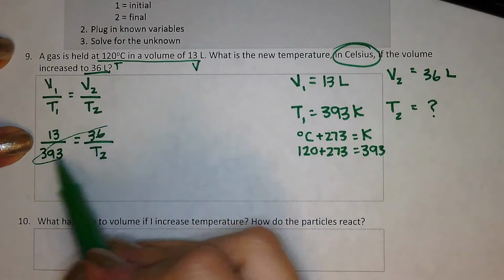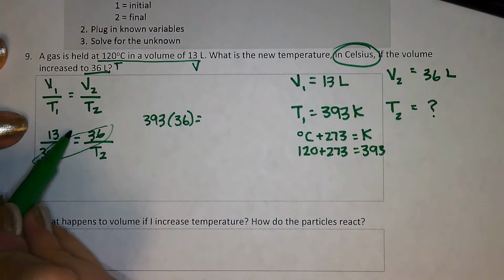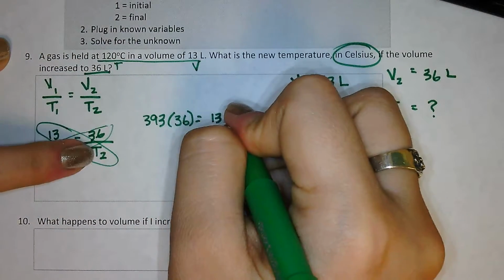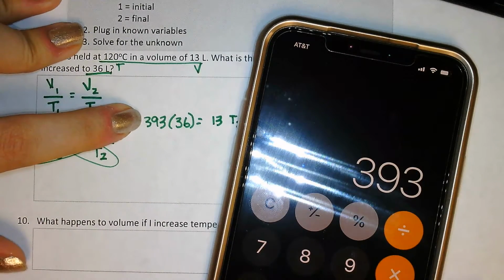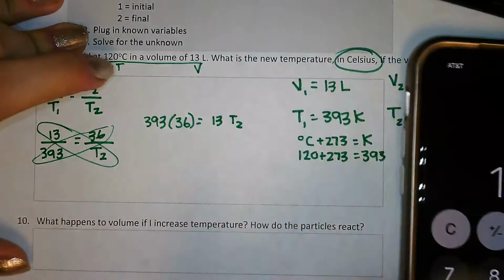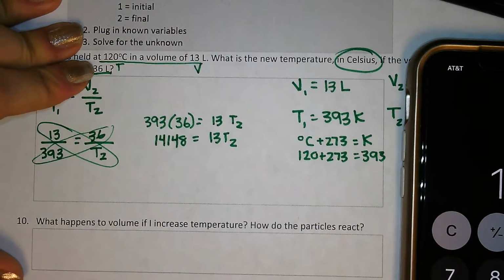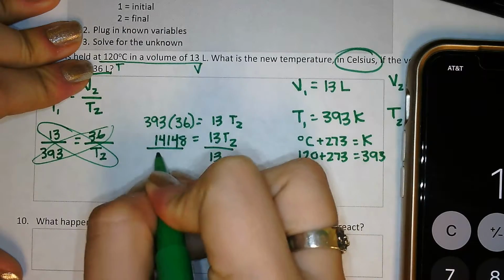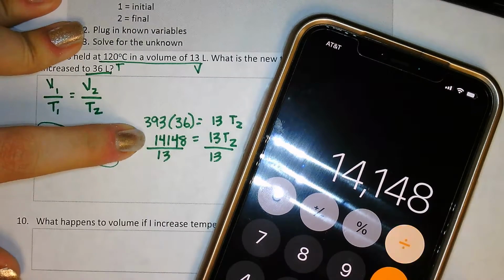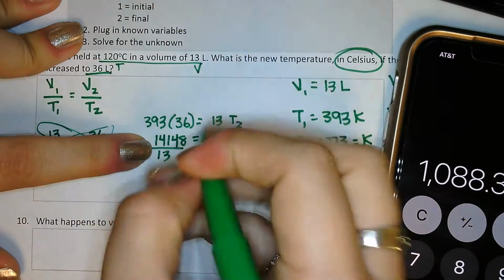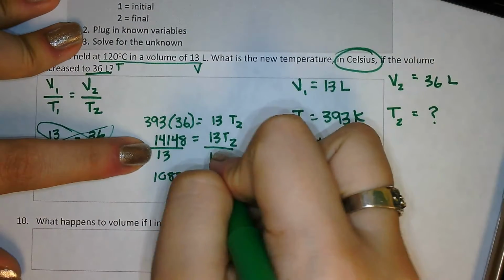Now I have to cross multiply, so 393 times 36 is equal to 13 times T2. So now all we have left to do here is do the math. 393 times 36 is 14,148, equal to 13 T2. I have to divide both sides by 13 if I want to get T2 by itself. So 14,148 divided by 13 is equal to approximately 1088.31, which is T2.